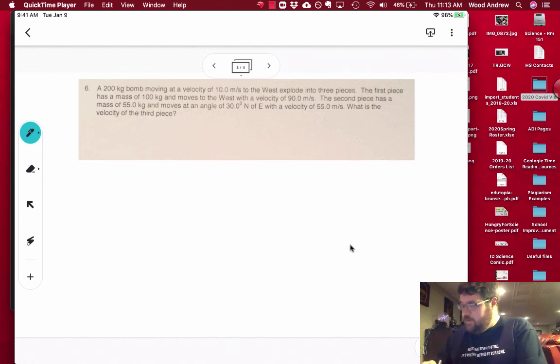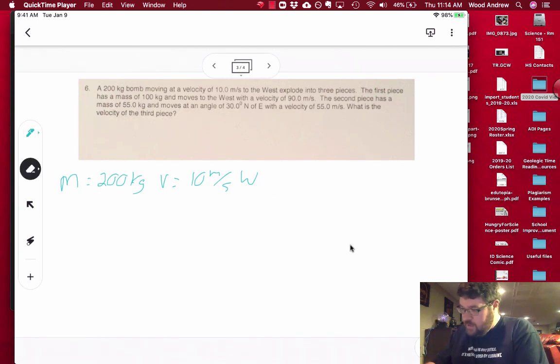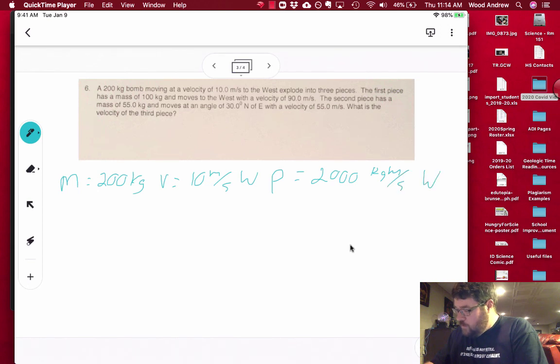So, a little bit different this time, but we start out the same way. Beforehand, we have a mass of 200 kilograms and a velocity of 10 meters per second west. So that would give me a total momentum of 2,000 kilogram meters per second west. Okay, so that is beforehand.